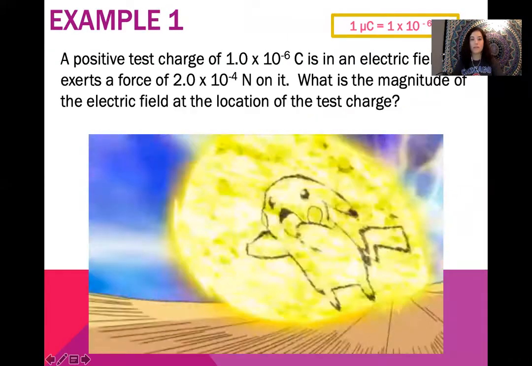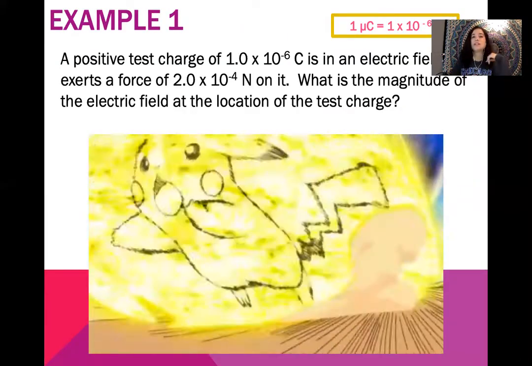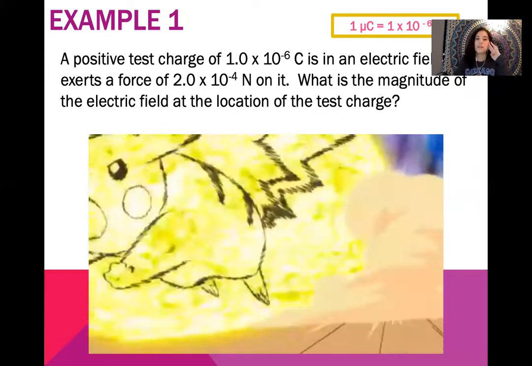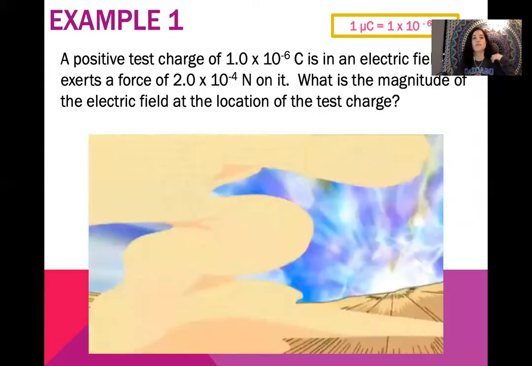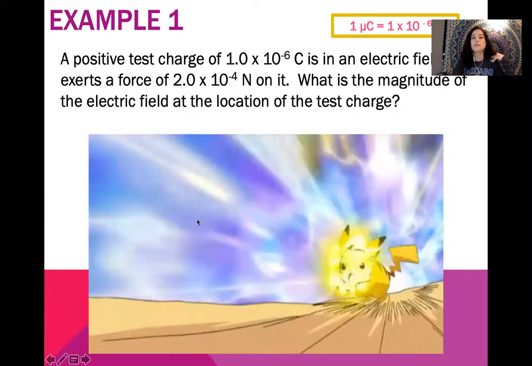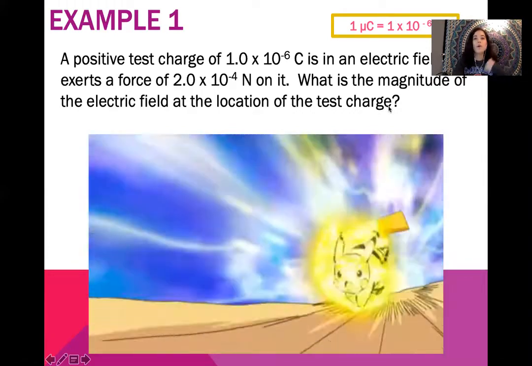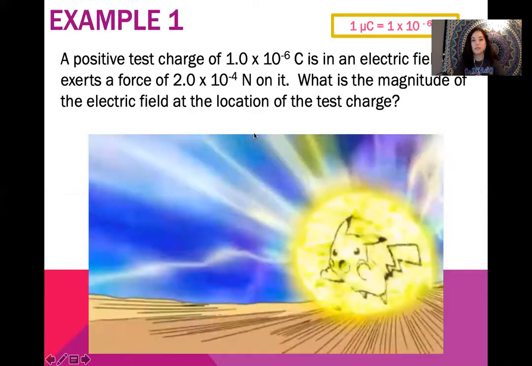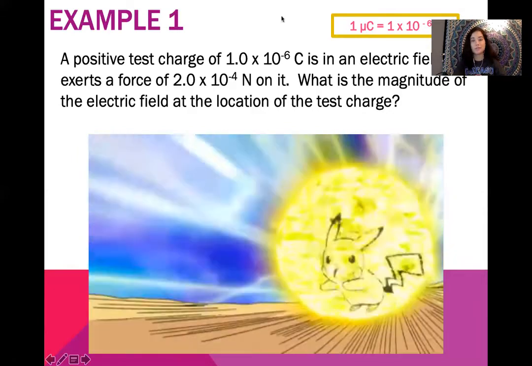So we've got an example. We've got a positive test charge of 1.0 times 10 to the negative 6 coulombs, and it's in an electric field that exerts a force of 2 times 10 to the negative 4 newtons. We want to know what the magnitude of the electric field is at the location of the test charge.